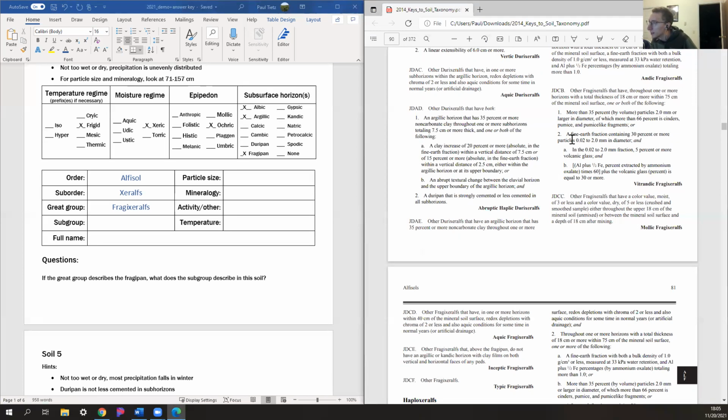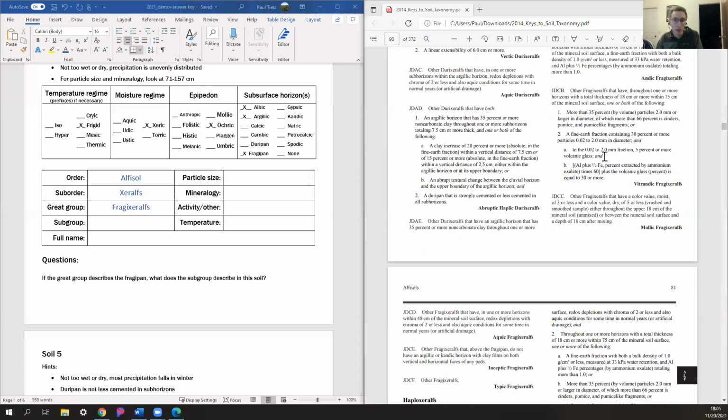Could this be us? A fine fraction containing 30% or more. Yeah, 30%. So at least 30% or more particles that are sand, silt, or clay, 0.02 to 2 millimeters in diameter. And 5% or more volcanic glass, and Al plus half Fe times 60 plus volcanic glass has to be 30% or more. So let's just check our volcanic glass percent again.